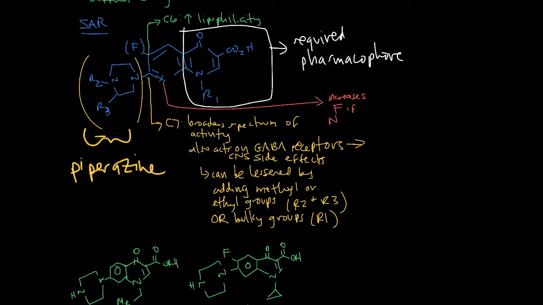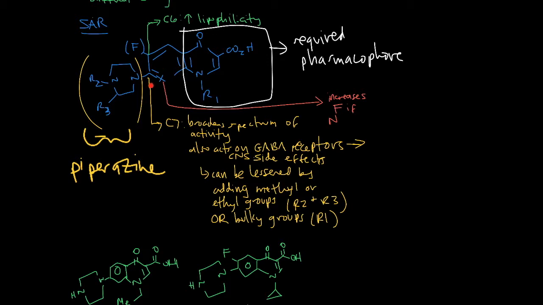However, you can decrease these side effects by adding methyl or ethyl groups over here at R2, R3, or you can add bulky groups at R1. So if you add methyl or ethyl groups right here at R2, R3, or if you add bulky groups right here at R1, you could decrease the CNS side effects by decreasing the effect on GABA receptors from this piperazine ring.